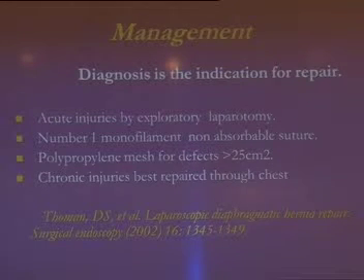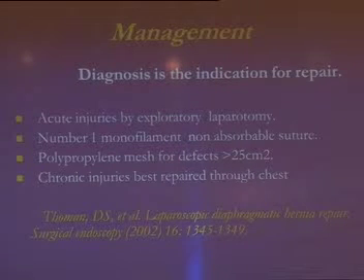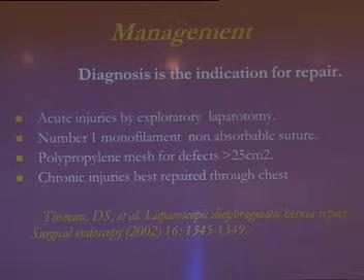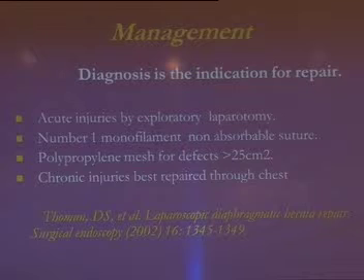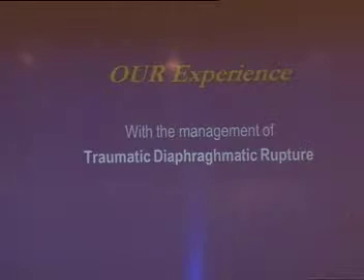So management. Diagnosis itself is an indication for repair. Acute injuries can be repaired by exploratory laparotomy, and a number 1 monofilament, non-absorbable suture is used. Polypropylene mesh is used for defects of more than 25 centimeters. Chronic injuries are best repaired through the chest.